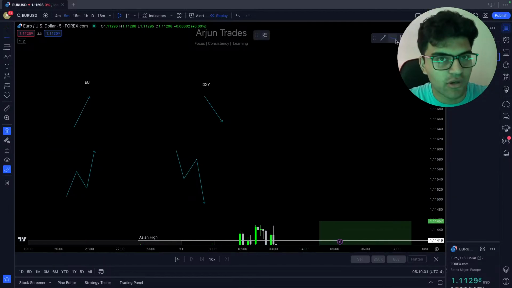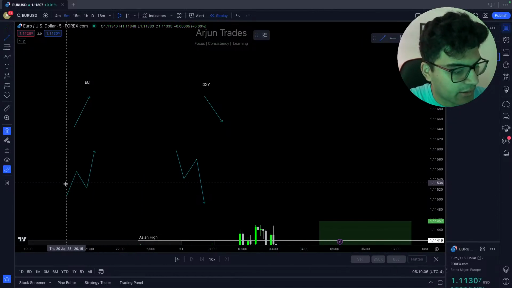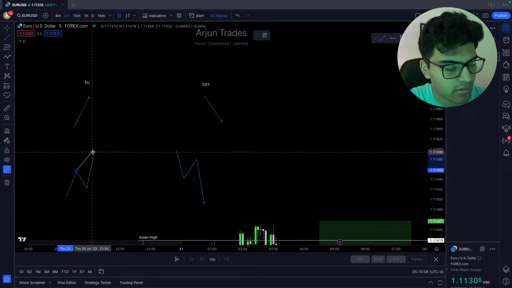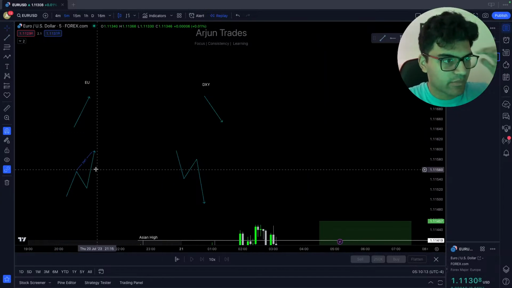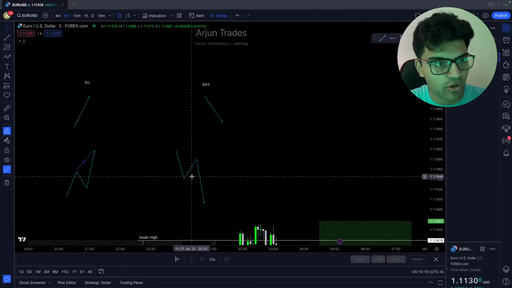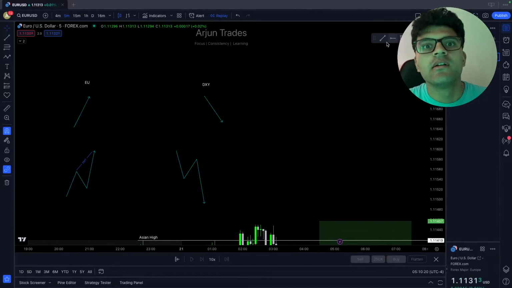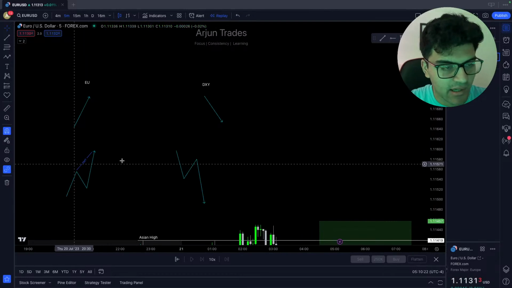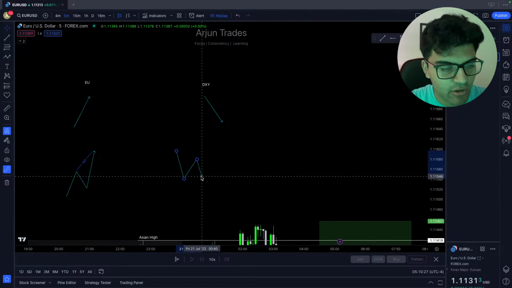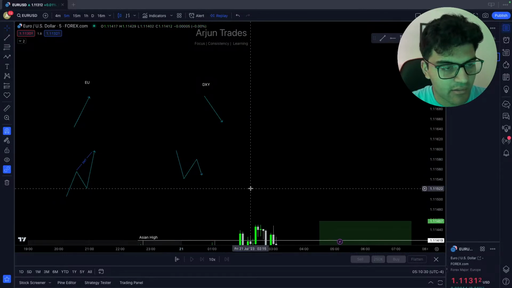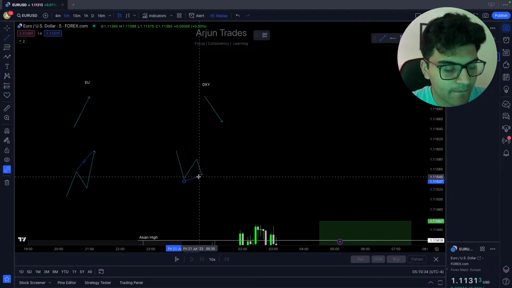SMT is a crack in correlation, which means that when the euro dollar makes a higher high, we would expect the DXY to make a lower low, right? That's the whole crack in correlation thing. But when this makes a higher high, DXY doesn't make a lower low, it just makes a higher low. So it does this.